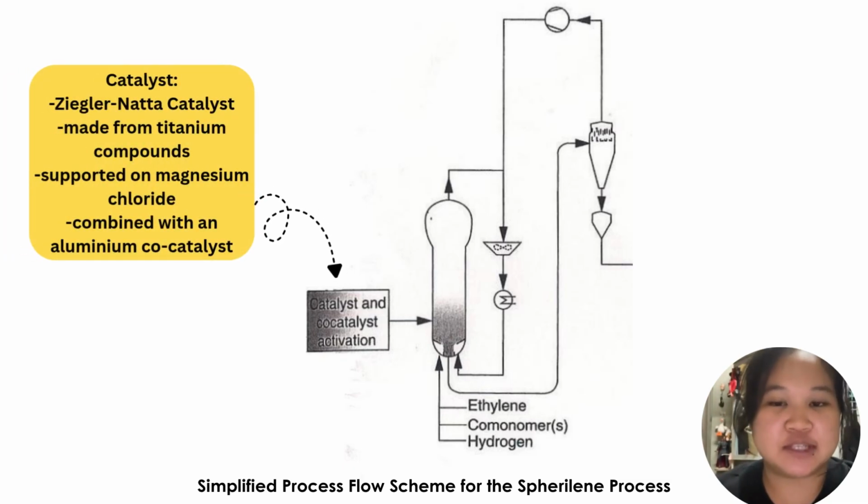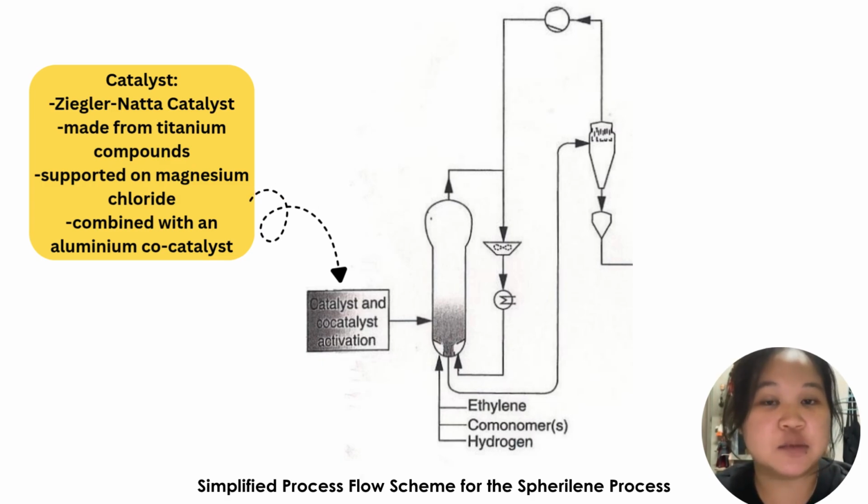In the Spherilene process, the production begins with catalyst activation. The catalyst used is a Ziegler-Natta catalyst made from titanium compounds supported on magnesium chloride, combined with an aluminum alkyl co-catalyst. This type of catalyst works under low or medium pressure, allowing efficient polymerization and better control of the product properties.